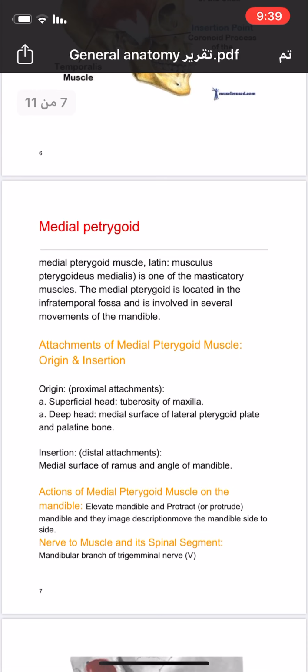Now we come to the medial pterygoid. The medial pterygoid muscle is one of the muscles of mastication. It is located in the infratemporal fossa and is involved in several movements of the mandible. The attachments of the medial pterygoid: origin and insertion. Origin, proximal attachment: the superficial head from the tuberosity of the maxilla, and the deep head from the medial surface of the lateral pterygoid plate and the palatine bone. The insertion, distal attachment, is the medial surface of the ramus and angle of the mandible.